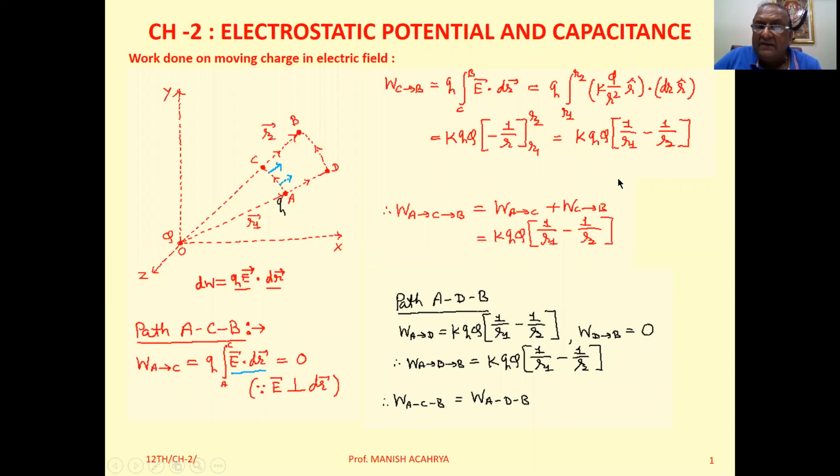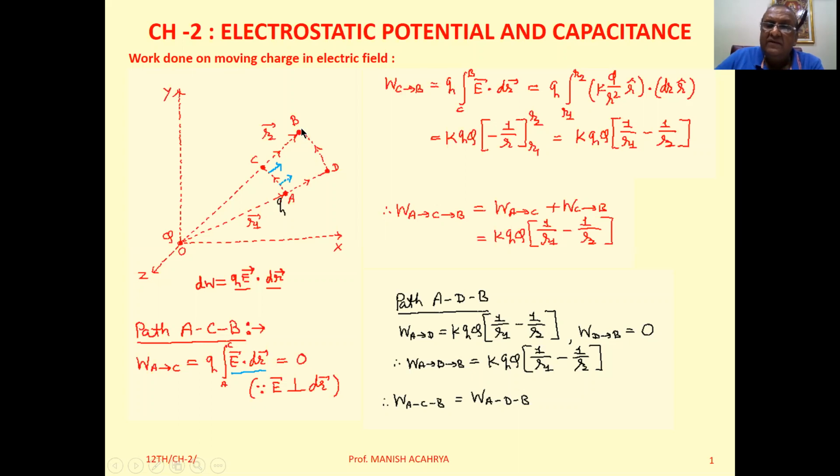So earlier, when you moved charge q on the path C to B and calculated the work done, kQq into 1 upon r1 minus 1 upon r2, the same will be there for moving the charge small q from A to D. So work done A to D is kQq into 1 upon r1 minus 1 upon r2.